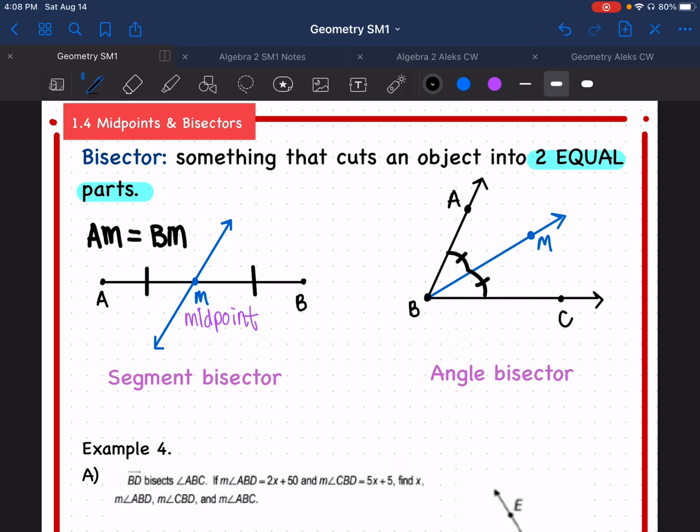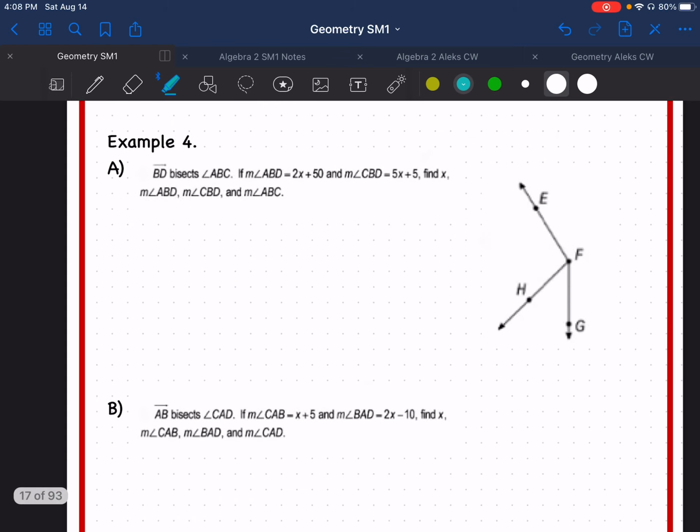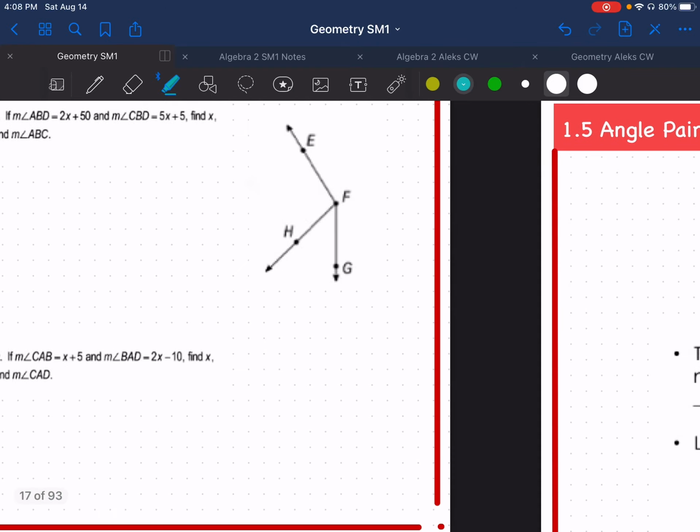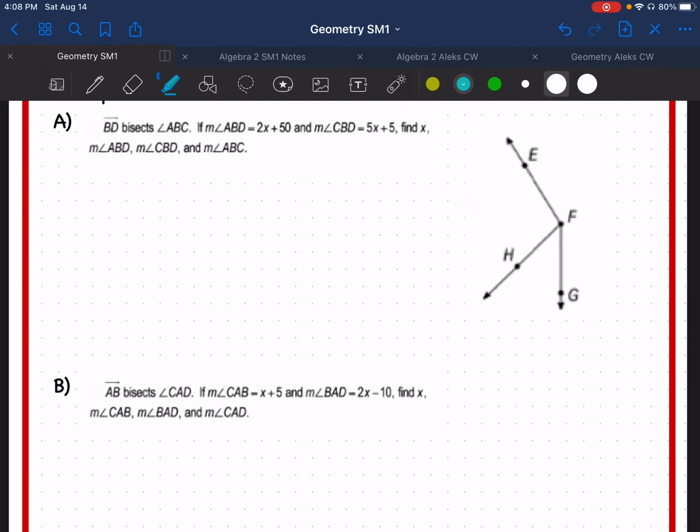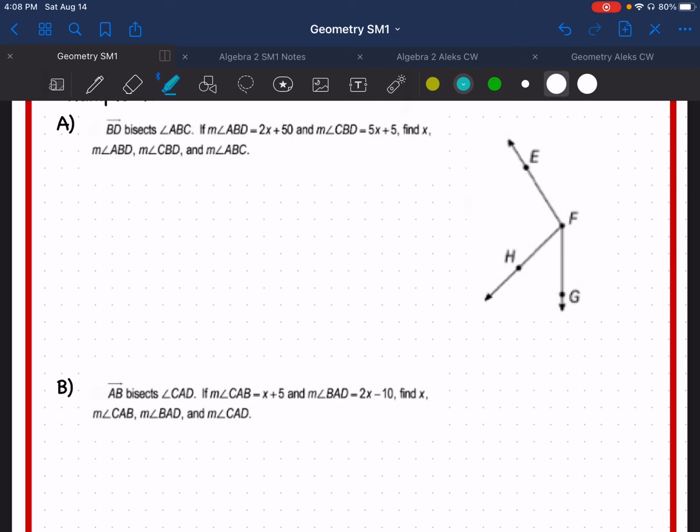All right, let's go ahead. In these last examples that we're going to see today, we're looking for that word bisect or bisector. Remember, it could be either one, just the variation, bisect or bisector. All right, so example 4, and this is our last example. Ray BD bisects angle ABC. So there's our word, bisects.